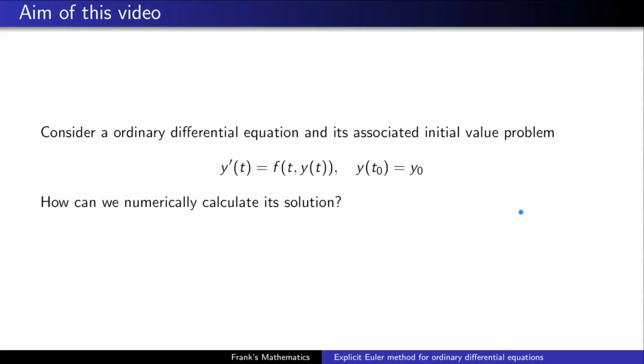So what's the aim of this video? In this video, we are gonna talk about initial value problems like this, which consist of an ordinary differential equation. So y prime is f applied to y with a function f. And in addition, we have an initial value. So at time t0, our function y should equal y0.